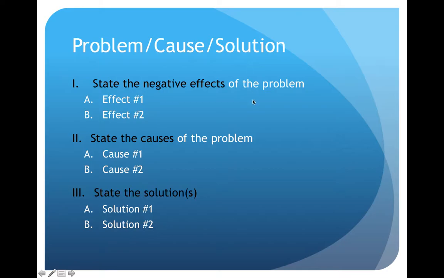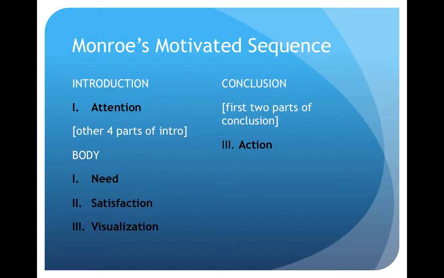Regardless, if you choose this strategy, you're going to have three main points: the negative effects, the causes, and finally, the solutions. How you organize the subpoints is ultimately up to you. What you would be doing in each of these sections would be explaining and providing evidence and supporting materials for each of these things.